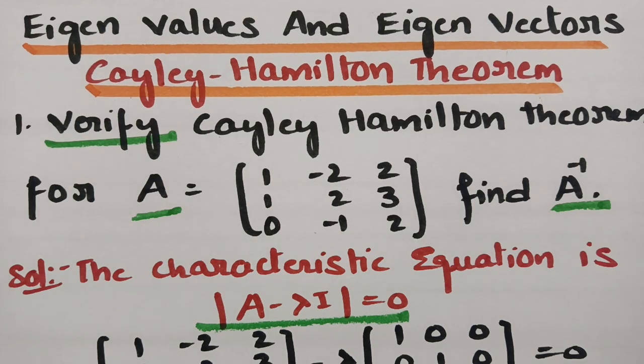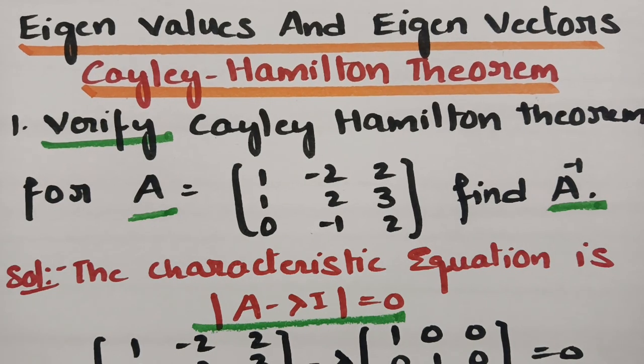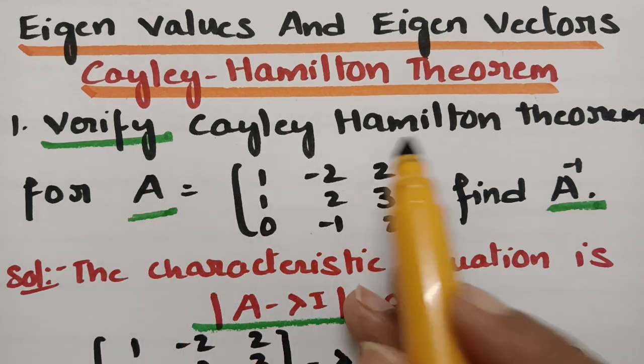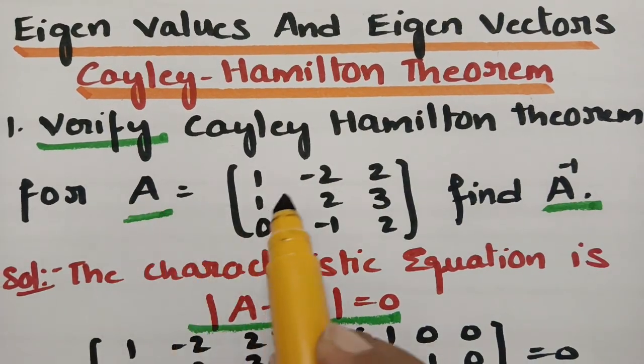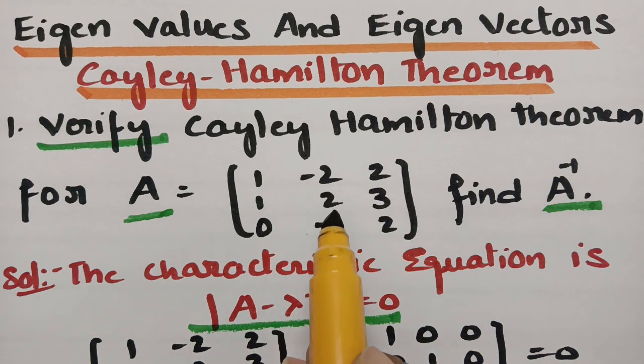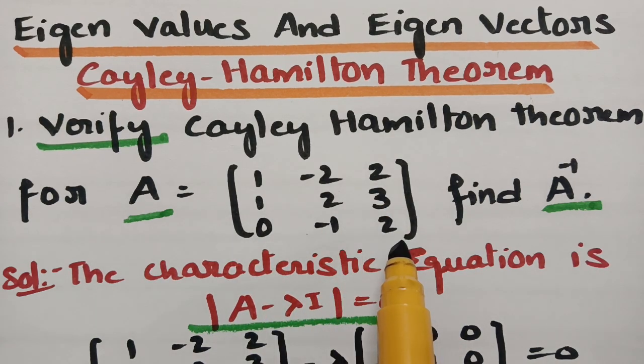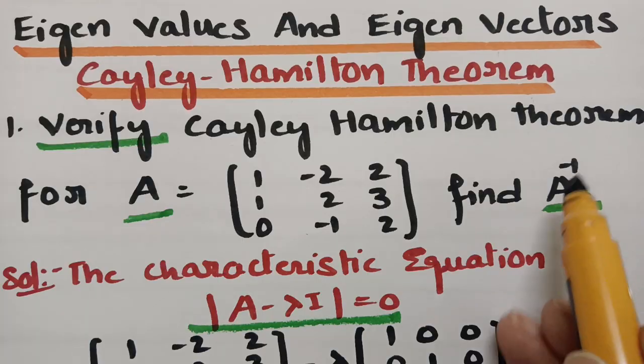Today's topic is from eigenvalues and eigenvectors. In this video we are going to verify the Cayley-Hamilton theorem, and here is the problem: we have to verify the Cayley-Hamilton theorem for the matrix A = [1 -2 2; 1 2 3; 0 -1 2], and also we have to find A inverse.